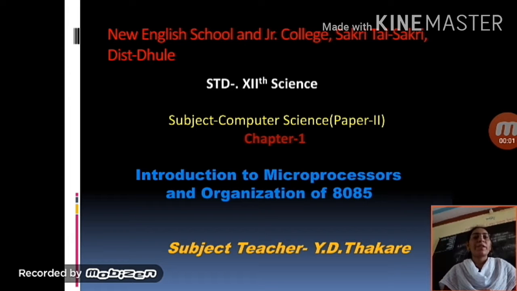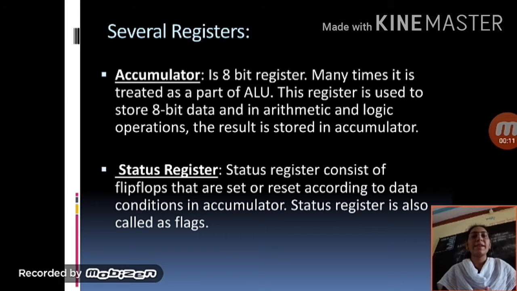Hello, in the computer science paper second, the chapter first is Introduction to Microprocessor and Organization of 8085. In this chapter we will see the several register topics. First is the accumulator. Accumulator is an 8-bit register.